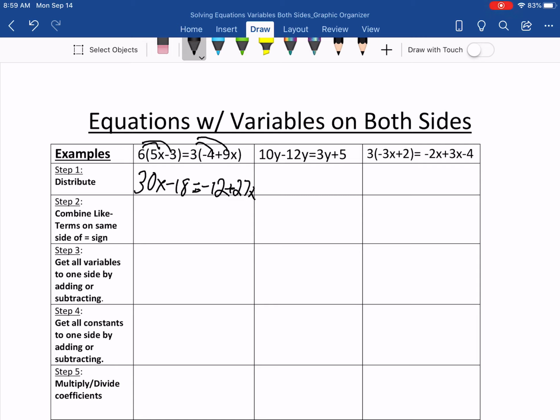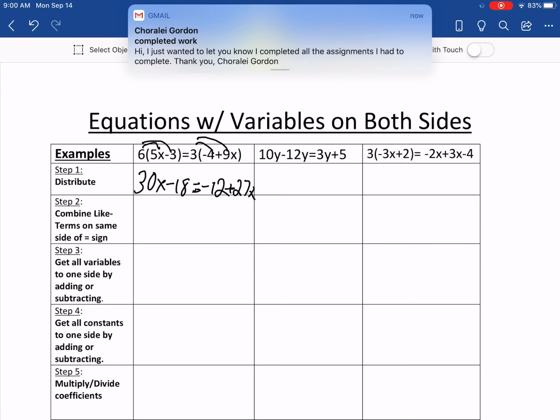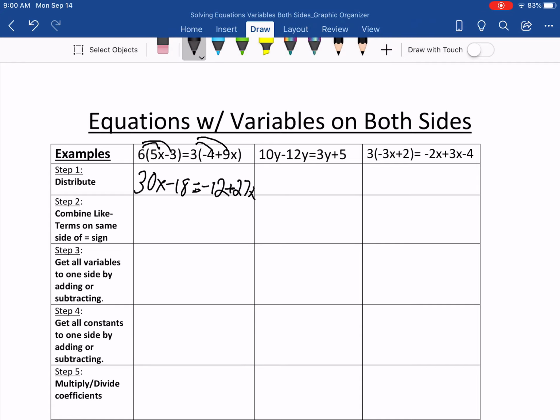All right. Step 2, combine like terms on the same side of the equal sign. On the left side of the equal sign, 30x and -18 are not like terms. And on the right side, -12 and 27x are not like terms, so there's nothing to do there.